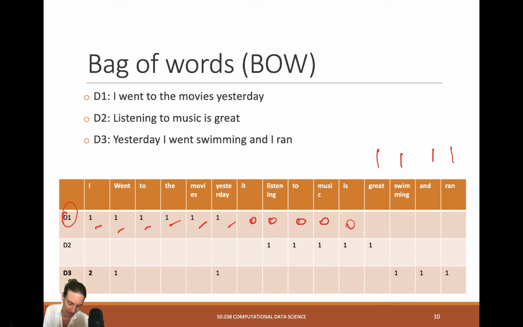Let's have a look at D3: Yesterday I went swimming and I ran. Now the word I occurs twice in this sentence, so that is captured by our model. We have slightly fewer zeros because a whole sentence is condensed in 1 row. We don't really have 1 row for 1 word. 1 row is 1 sentence here. So we have a little bit more information, but it's still quite a sparse representation.